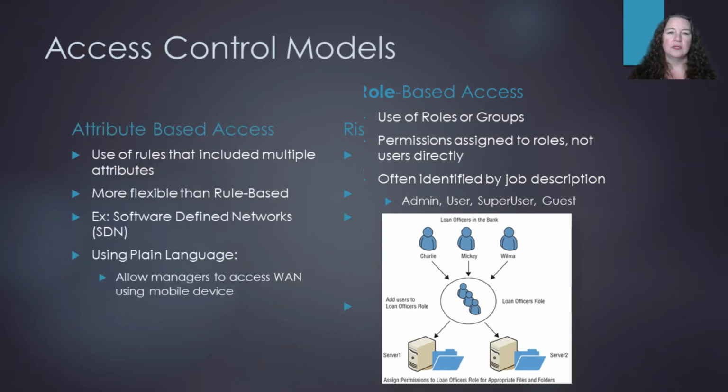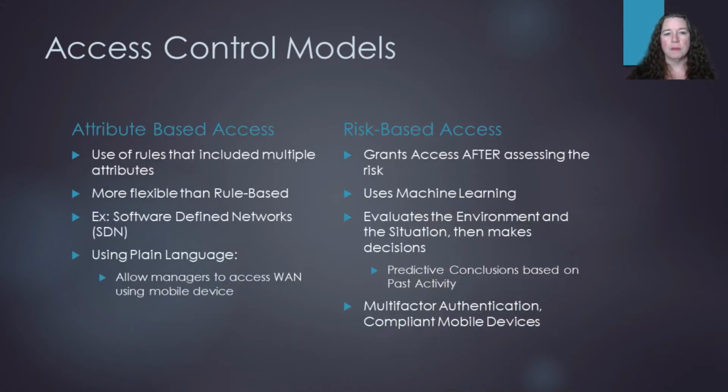Our last two control models that we're going to talk about are attribute and risk-based. Attribute-based access means that the rules can include multiple attributes, so it's a little bit more flexible than just basic rule-based. For example, in software-defined networks, we can use attribute-based to say specifically, this user can have this rule or perhaps this rule. It's also generally written in plain language, so it allows the managers to access the WAN if they're using a mobile device, and it's very easy to understand when you are writing your rules.